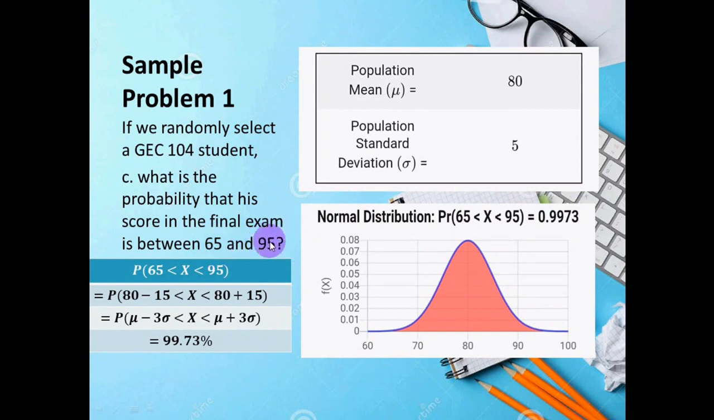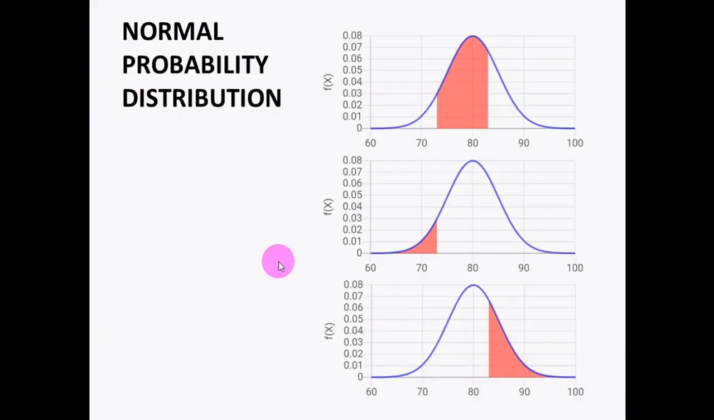Now, the focus of this video lecture is on computing probabilities where the concerned values, for example, these values here, are not exactly 1, 2, or 3 standard deviations away from the mean. For those cases, we cannot use the empirical rule, so that's why we have this video lecture discussing cases like this. For example, what is the probability that the score falls between 73 and 83, or what if we are asked to compute the probability that the score falls below 73, or what if we are asked about the probability that the score is 83 or above.